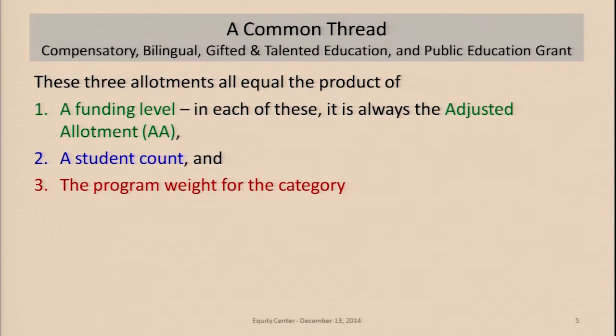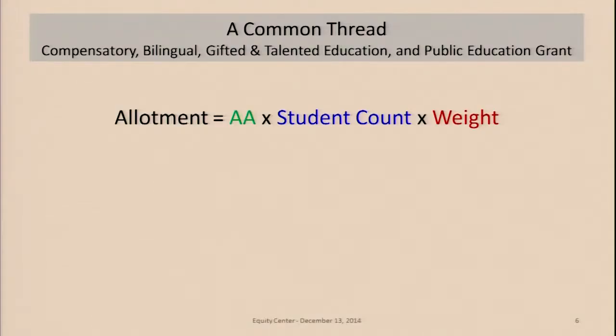Now, there are three components to the formulas in each of these cases. One is the funding level, which is, in all of these categories, adjusted allotment. The second is a student count of some kind, and then the program weight for that particular category. And there's your formula. In all cases, you just take your funding amount times the students times the weight, and that gives you the allotment for these areas.